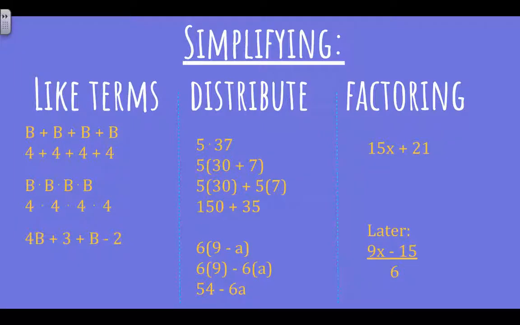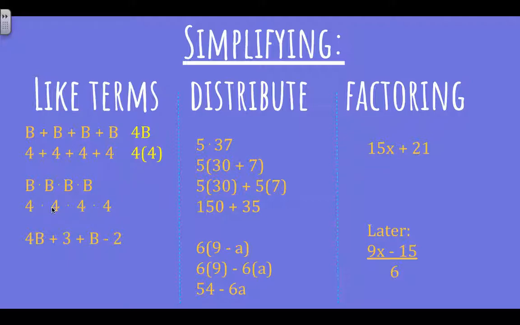Here are ways to simplify. Like terms are what we're always aiming for. When we're doing like terms with variables, it's tricky for them to remember if it's repeated addition or repeated multiplication, but if they think about putting numbers in for those variables, it makes it a little bit easier. They know 4 plus 4 plus 4 plus 4 is 4 times 4. So b plus b plus b plus b is 4 times b.